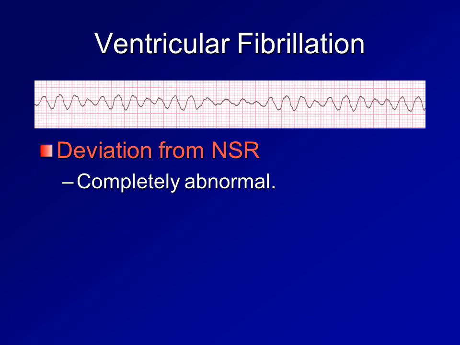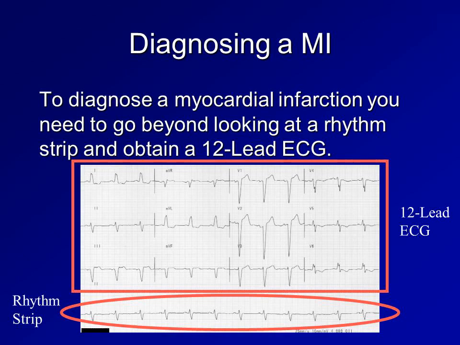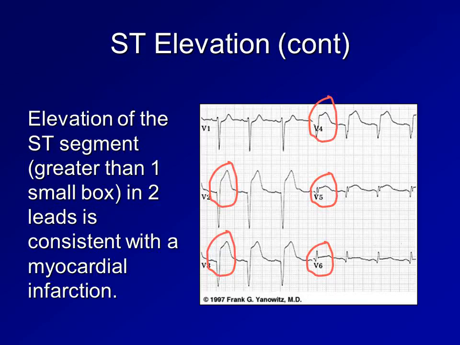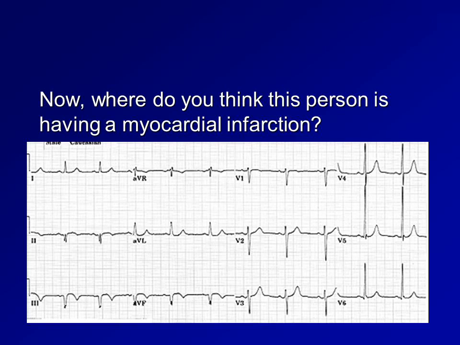Deviation from NSR, completely abnormal. Diagnosing an MI. To diagnose a myocardial infarction, you need to go beyond looking at a rhythm strip and obtain a 12-lead ECG. One way to diagnose an acute MI is to look for elevation of the ST segment. Elevation of the ST segment greater than one small box in 2 leads is consistent with a myocardial infarction. Now, where do you think this person is having a myocardial infarction?